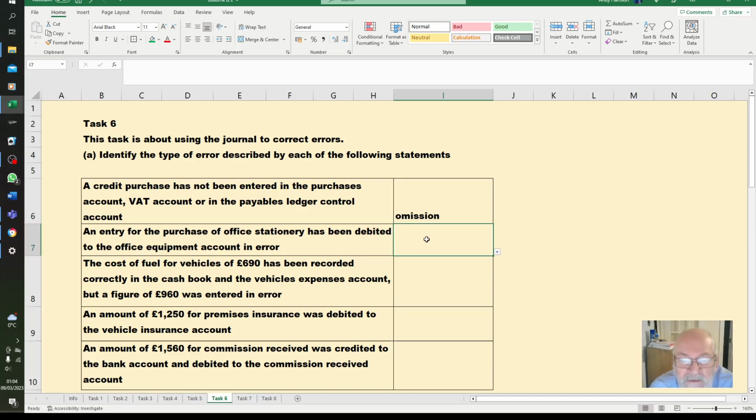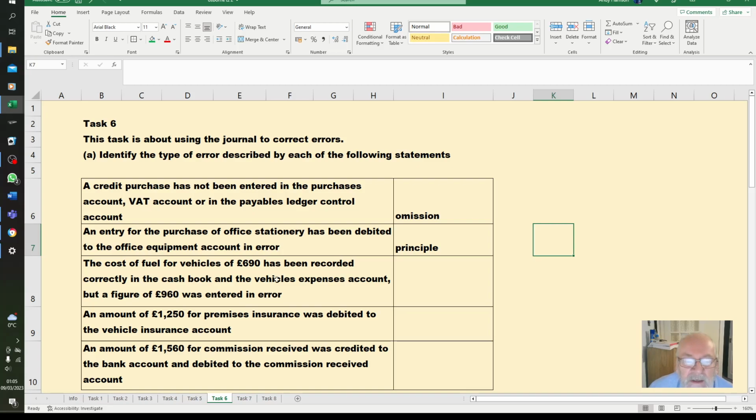This one of the two that according to the examiners students get the wrong way around, the principles and commission. This one, office stationery is an expense, office equipment is an asset. That's an error of principle. Principles are more important than commission. And of course it would be an error in terms of how you treat it in your accounts.